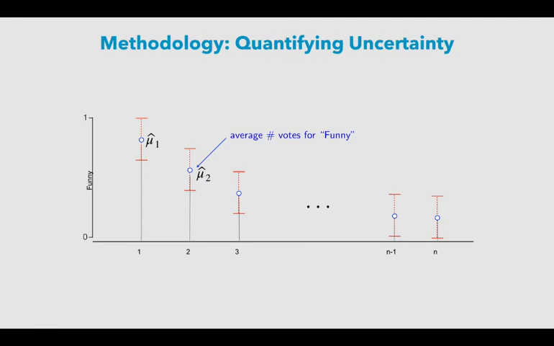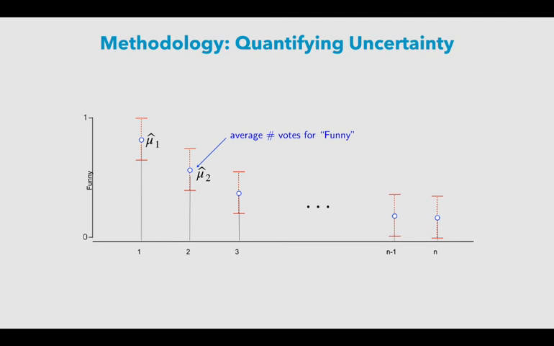I want to describe an algorithm that's going to be optimal for this problem of returning all epsilon good arms. I'd like to do it without using as much math as possible, but before I do so, I'm going to have to introduce a few more concepts. After a certain number of votes on an arm, even though I don't know its true mean, I can estimate its mean by just taking the proportion or average number of votes for funny.